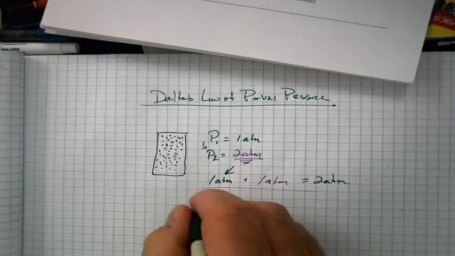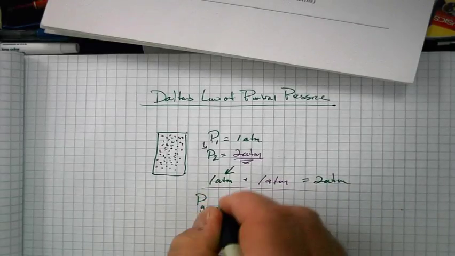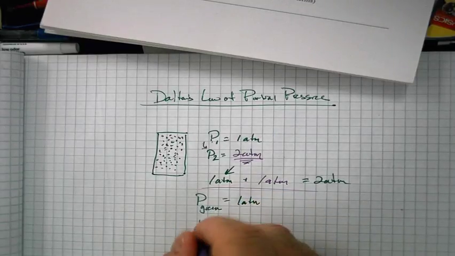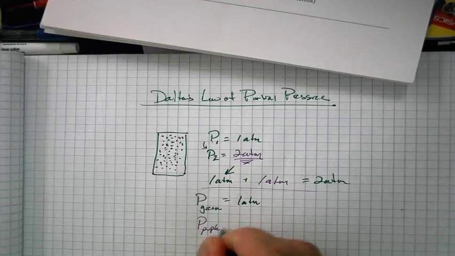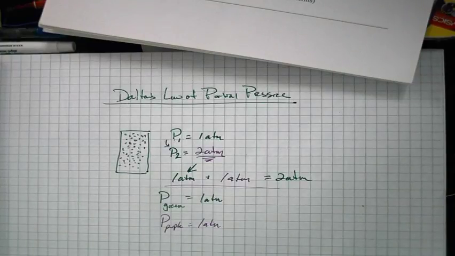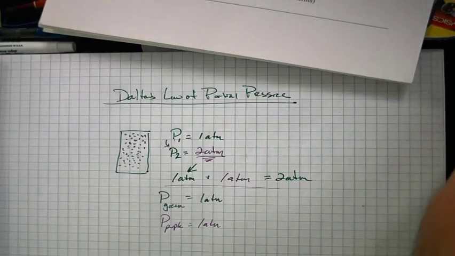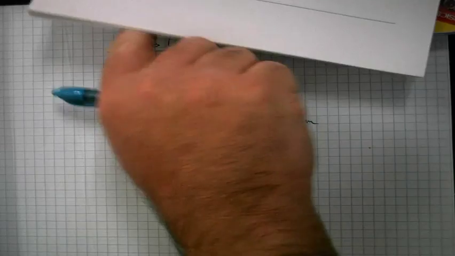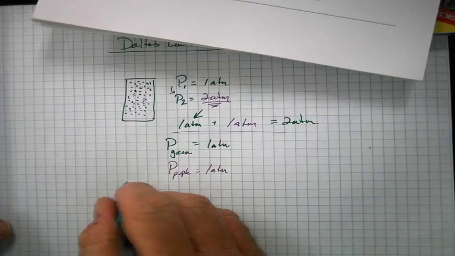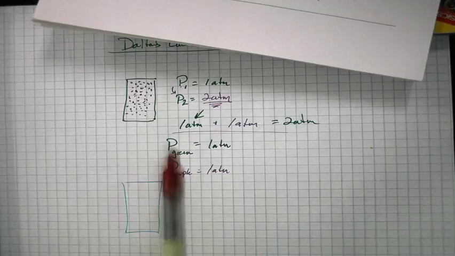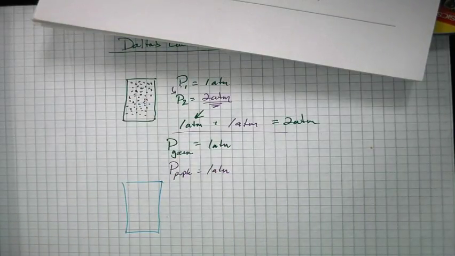So the pressure of the green equals 1 atmosphere, and the pressure of the purple equals 1 atmosphere. Yeah? Okay, so what if I told you that in another container, and mind you, we had 25 particles equaling 1 atmosphere, right? Did you guys catch that? Okay, so what if we do this?